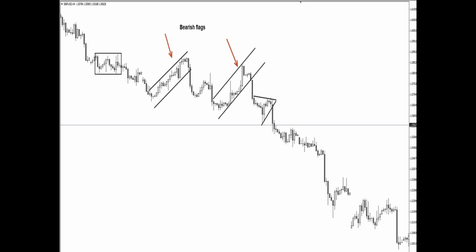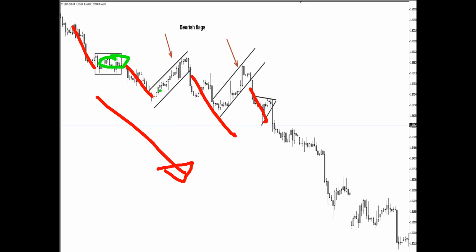So flags are continuation signals. You see the preceding trend, and those are best exploited on the 4-hour time frame. You see the preceding trend was bearish. There was a flag after that move, and we need to wait for the flag to be broken. After the breakdown of this flag, this is a bearish flag. Both flags are bearish. You see the move, then the move was again to the downside.